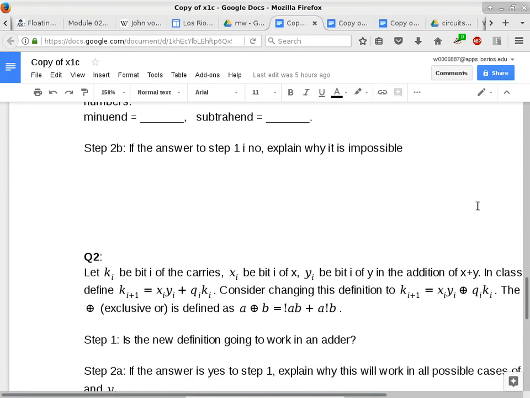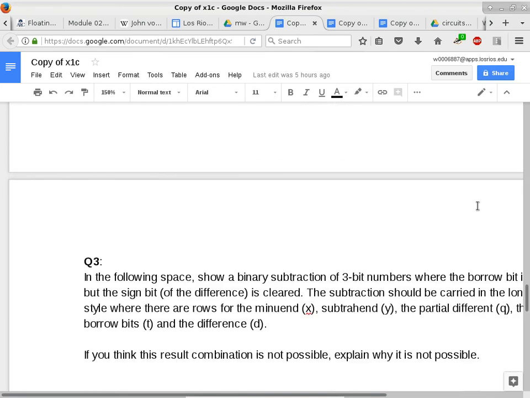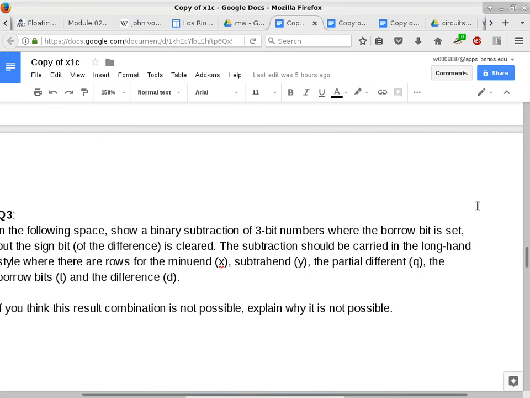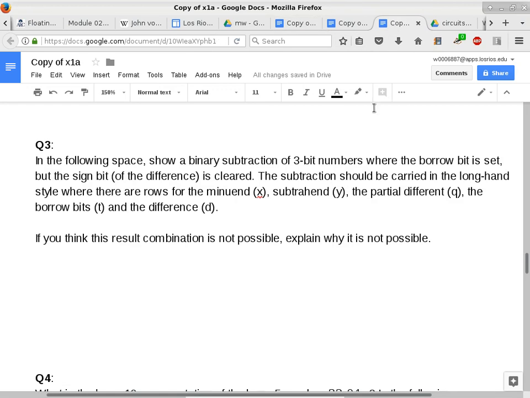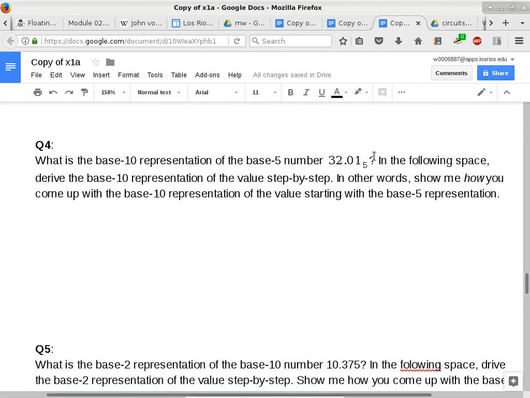My computer is really slow, so bear with me here. Yep, same. Okay, so there's only one version of that question. That's okay. Question number 4. Question number 4 is pretty easy.